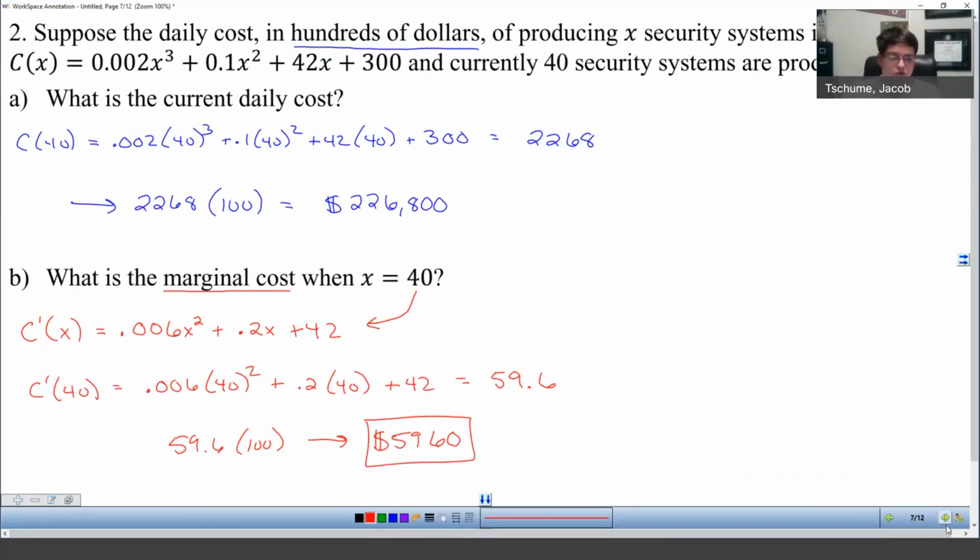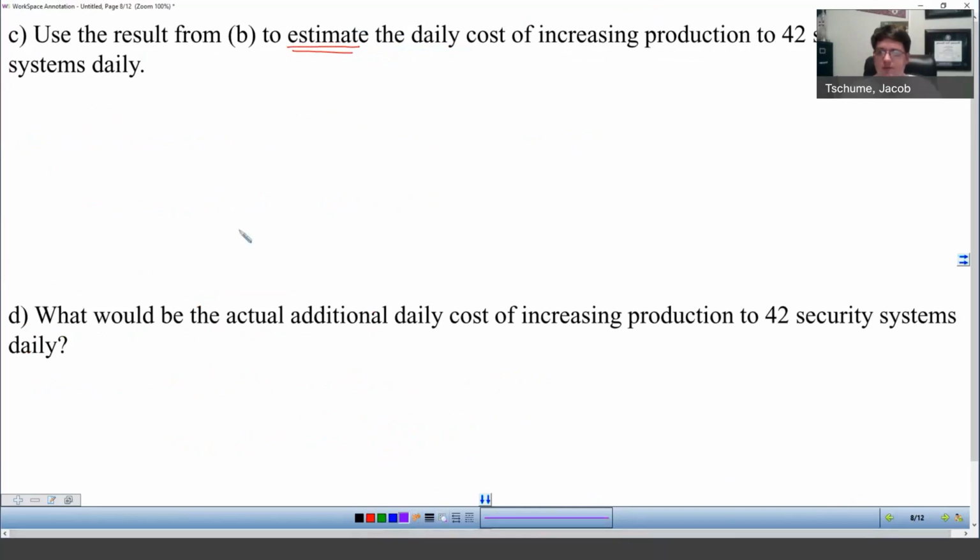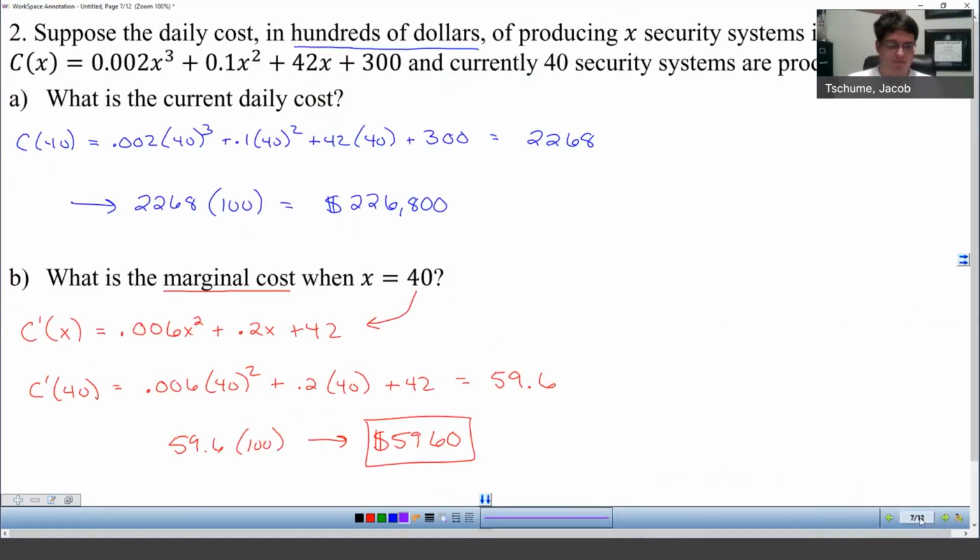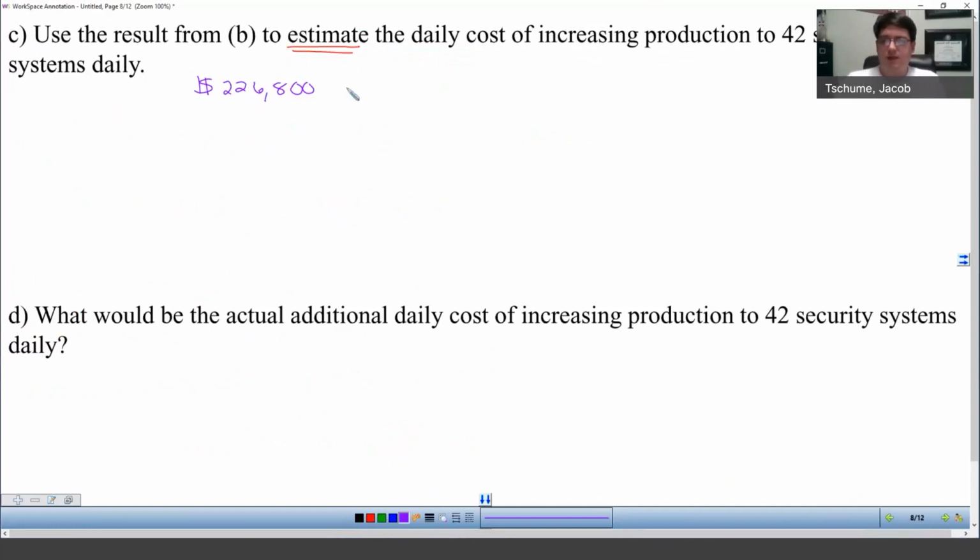All this wants you to do is take the current cost of selling 40. So that is the $226,800. That's how much I know it costs to make 40. I want you to use the number from part B, and the number from part B was 5960. So we're going to add $5,960. That would give us a 41st security system. We're going to assume this trend continues. So to get to a 42nd security system, I'm going to add 5960 again.